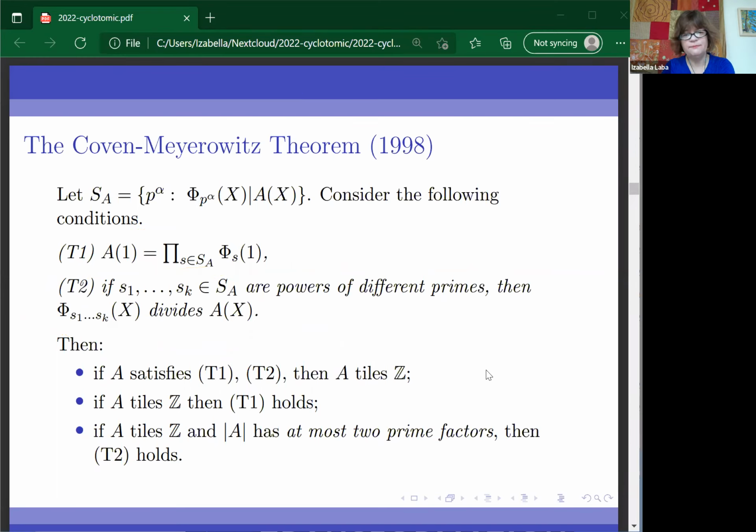Coven and Meyerowitz proved this for 2 prime factors, and that was based on a reduction due to Sands, which is in that setting, if you have a group Zm where M has at most 2 prime factors, then one of the sets A or B has to be contained in the subgroup. This is not true when you have more prime factors.